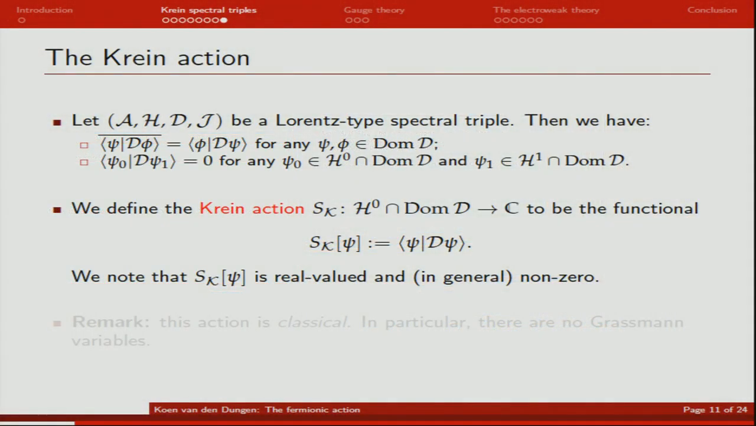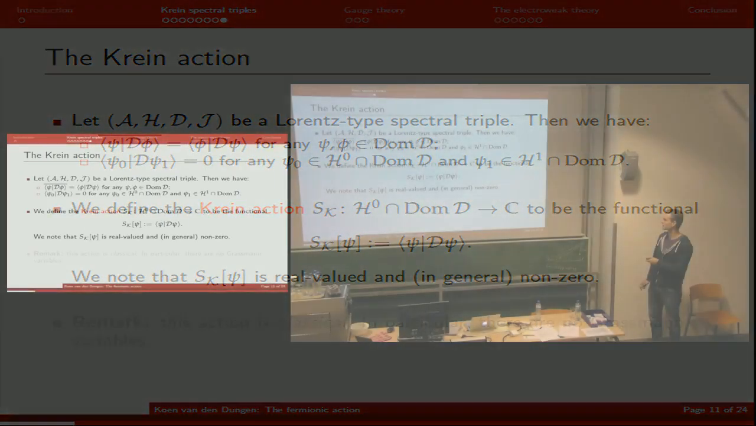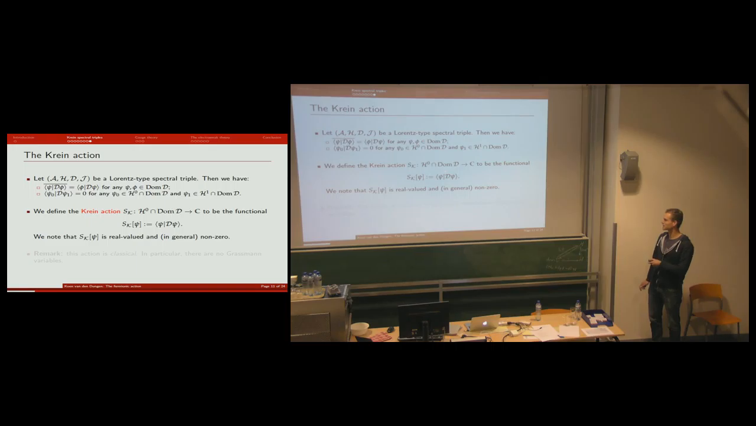And then we define what I call the Krein action to be simply this inner product for one vector psi in the domain of D, but which is even. Because of the first property, this Krein action is automatically real valued, which is what we want. And it also behaves well with respect to the Z2 grading, which makes sure that this is well defined if we just restrict it to the even part of the Krein space.